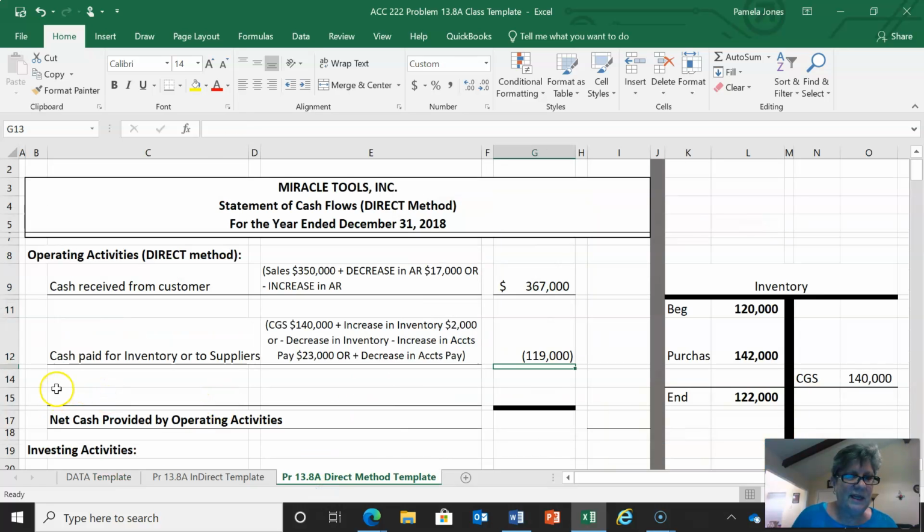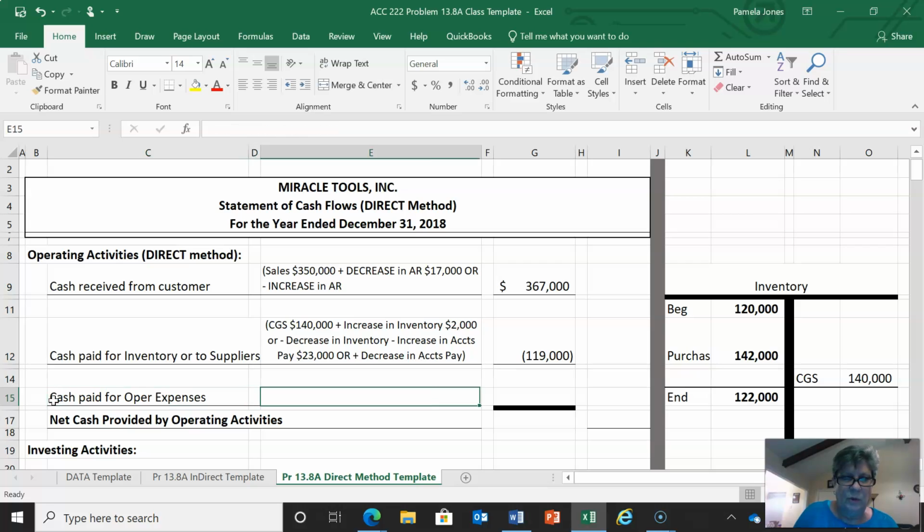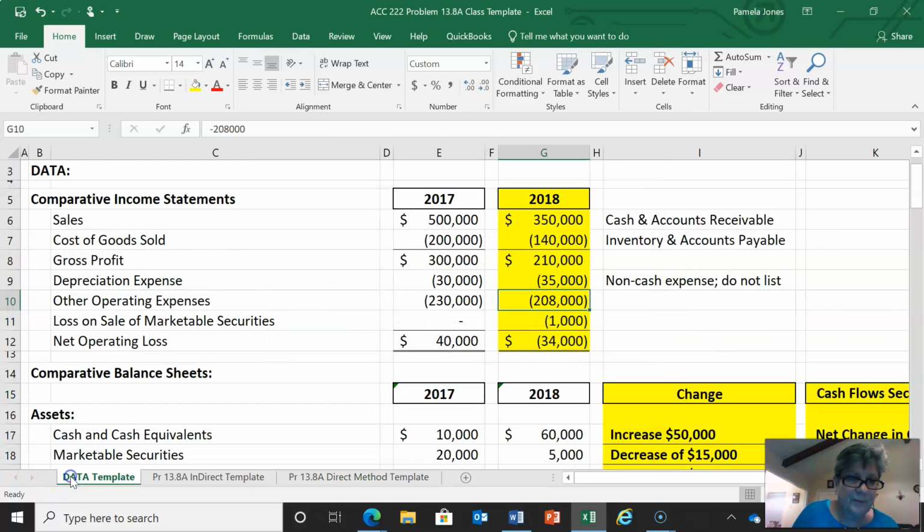And just like we did with the cash received from customers and cash paid for inventory, for cash paid for operating expenses, we will start with the expense amount, and I'm going to abbreviate this. And again, that amount was, I've forgotten, I have to look back, $208,000.